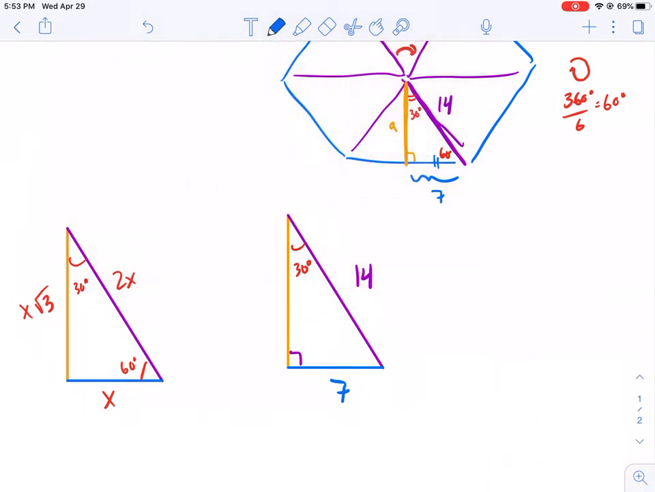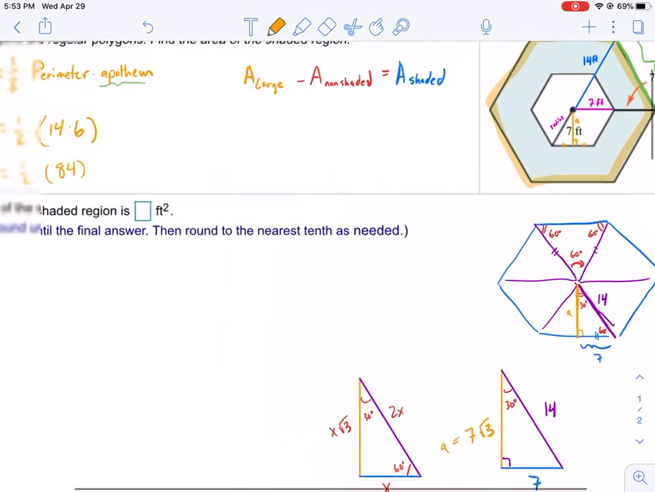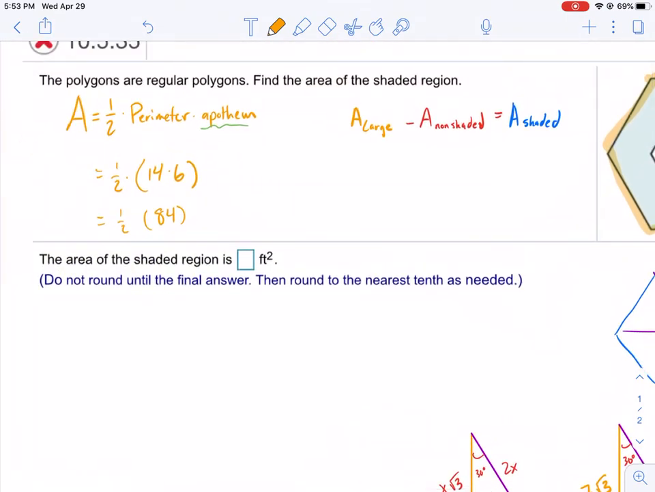So therefore, we just need to multiply 7 times radical 3 to find our medium side. So that is our apothem. So we're going to go back over here, and we're going to plug it into our area of the large hexagon times the apothem. Now we know what it is. It is 7 times radical 3. And now we're going to simplify this.